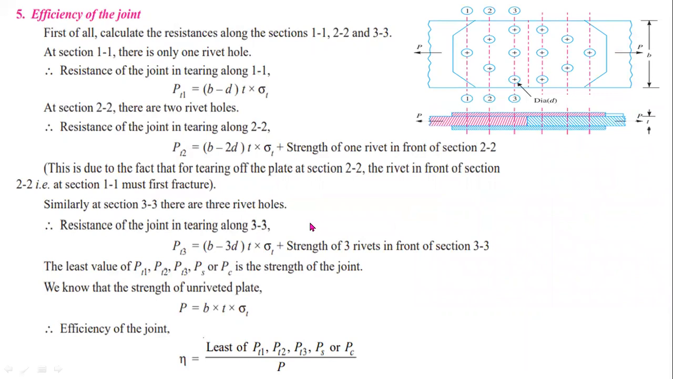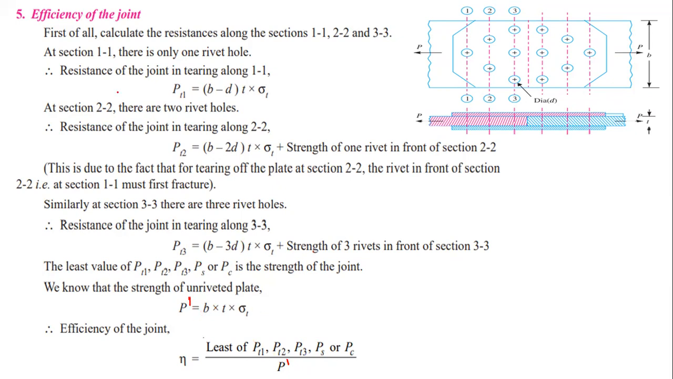In the fifth step, you have to determine the efficiency of the joint. This is the formula for the efficiency of the joint. Efficiency equals the least value of PT1, the tearing strength for the first row, PT2 for the second row, PT3 the tearing strength in the third row, and so on, PS the shearing strength, or PC the crushing strength, divided by the strength of the unriveted plate, P dash.